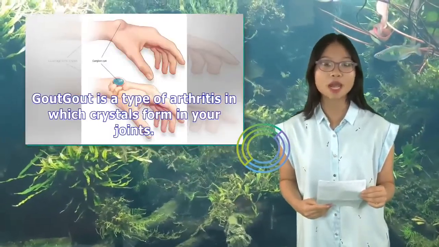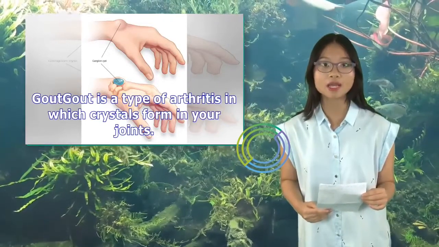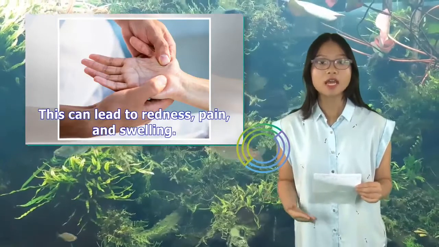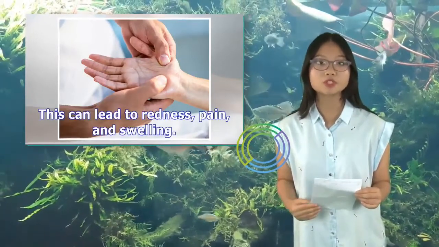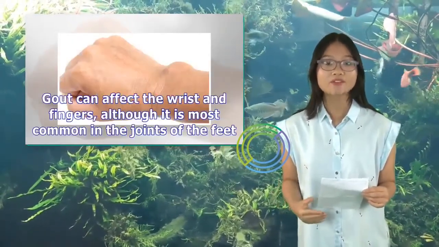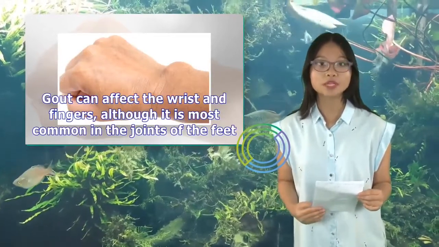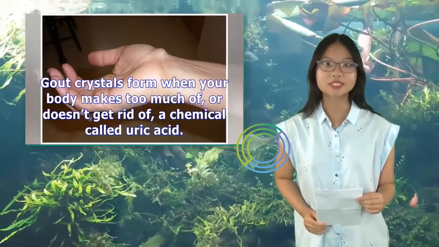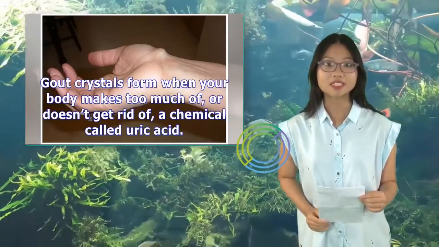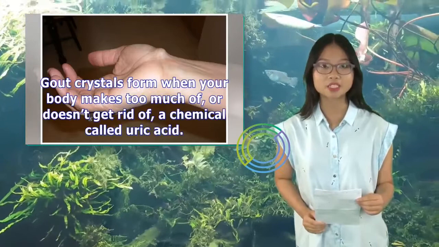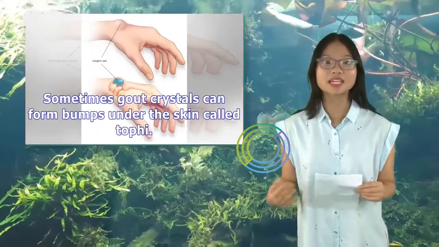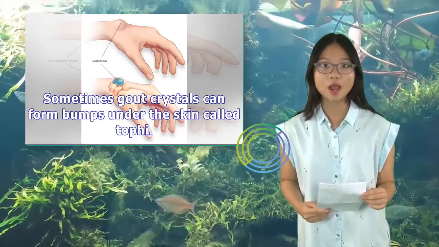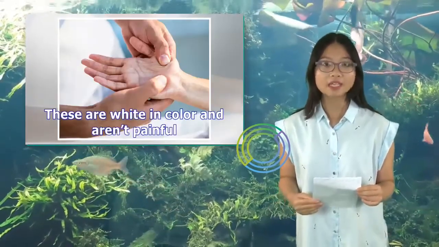Gout is a type of arthritis in which crystals form in your joints. This can lead to redness, pain, and swelling. Gout can affect the wrist and fingers, although it is most common in the joints of the feet. Gout crystals form when your body makes too much of, or doesn't get rid of, a chemical called uric acid. Sometimes gout crystals can form bumps under the skin called tophi. These are white in color and aren't painful.